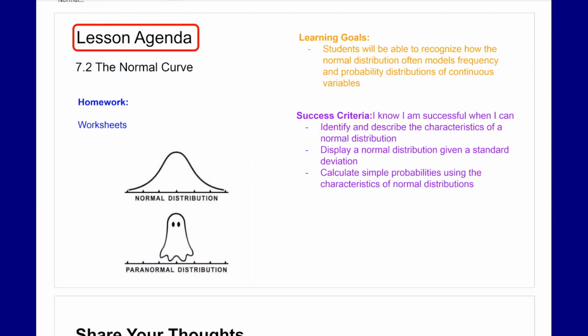In today's lesson, we are going to be looking at the normal curve. In the previous lesson, we looked at the probability distribution for continuous variables and we looked at uniform distribution. Now we're going to look at normal distributions, which is going to be the most common continuous distribution that we look at. It's going to be a little bit different because now we're not dealing with just a uniform kind of rectangle. So we have to come up with different ways to figure out the probabilities.